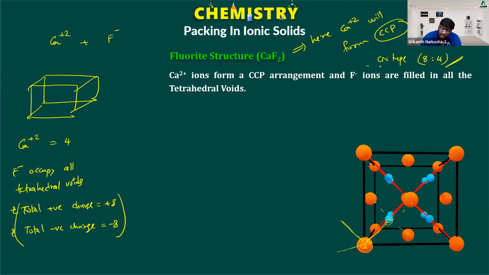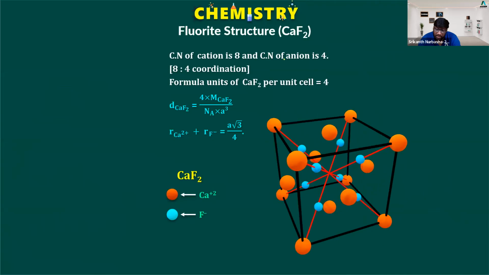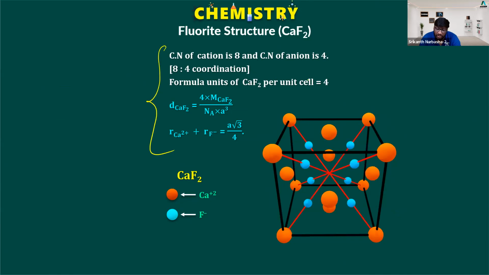Coordination type means every cation is surrounded by 8 F minus, and every anion is surrounded by 4 Ca plus 2. Coordination number of cation is 8. Coordination number of anion is 4. 8 is to 4 type. Number of formula units: how many Ca plus 2 are there? 4 are there. How many F minus are there? 8 are there. In each CaF2 molecule we have 1 Ca plus 2 and 2 F minus.